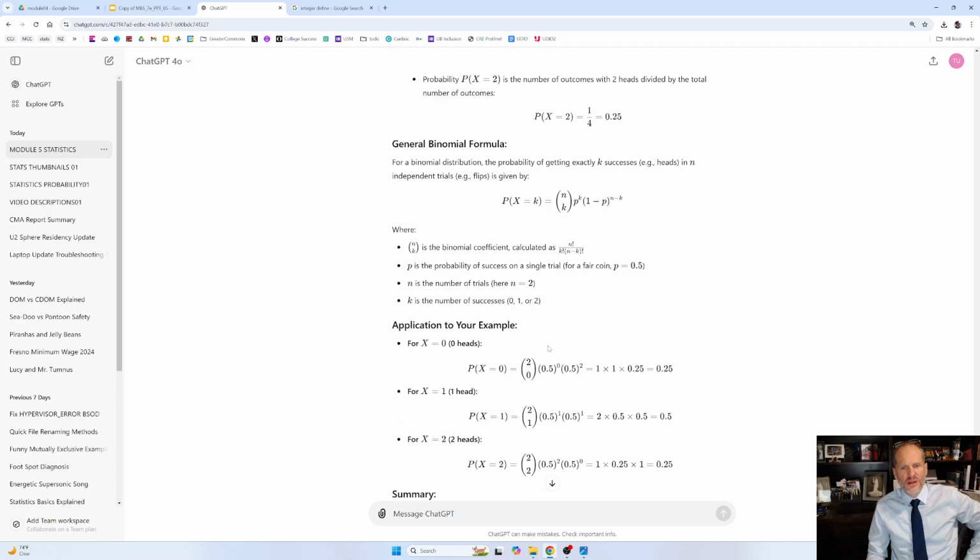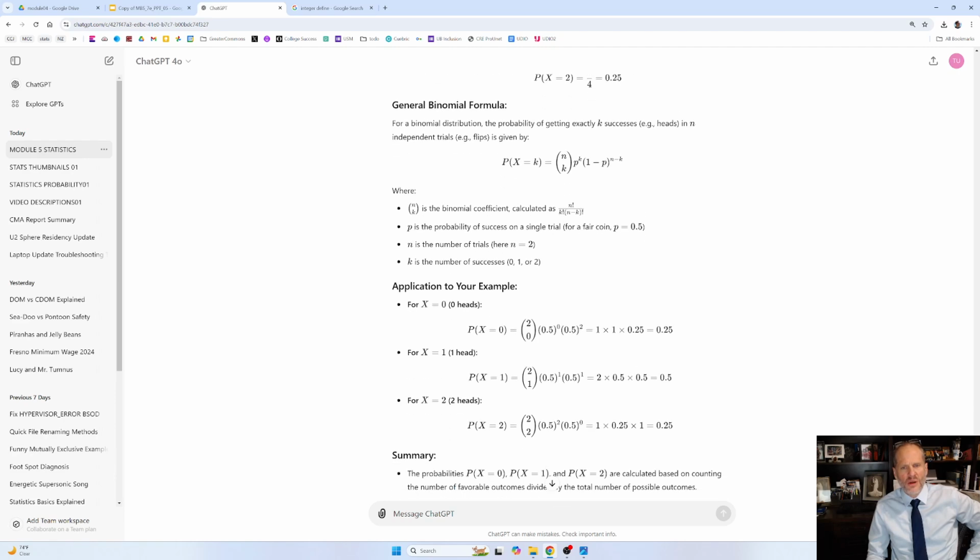And then the general binomial formula. For a binomial distribution, the probability of getting exactly k successes, for example heads, in n independent trials, flips, is given by the probability X equals k. Our X value will be the number of successes, like 0, 1, 2. N is the number of trials. Here there are 2, so n is equal to 2. K is the number of successes, so we're going with 2 here.